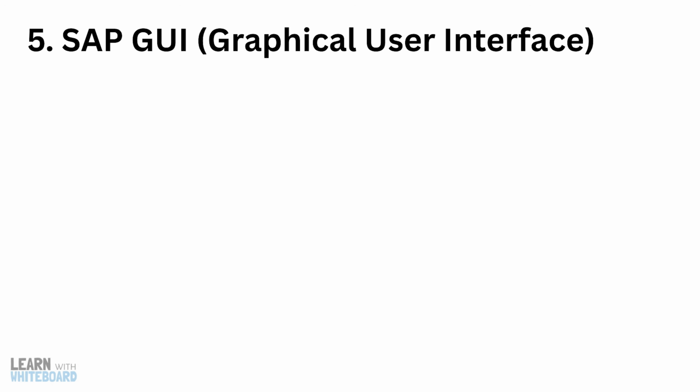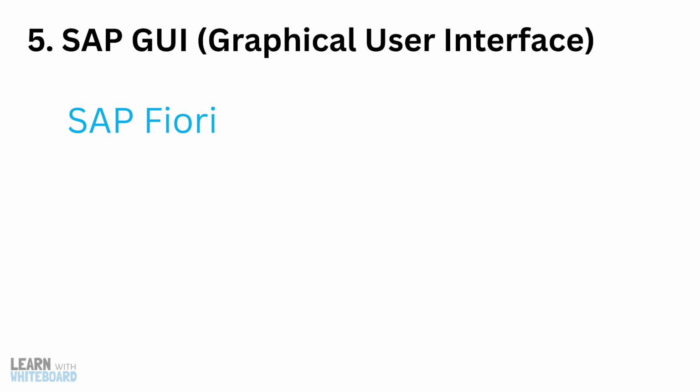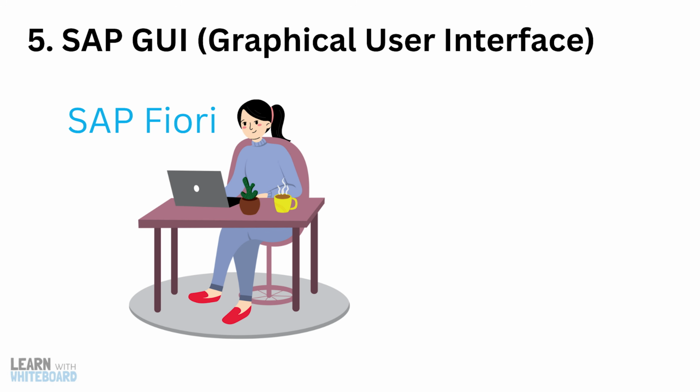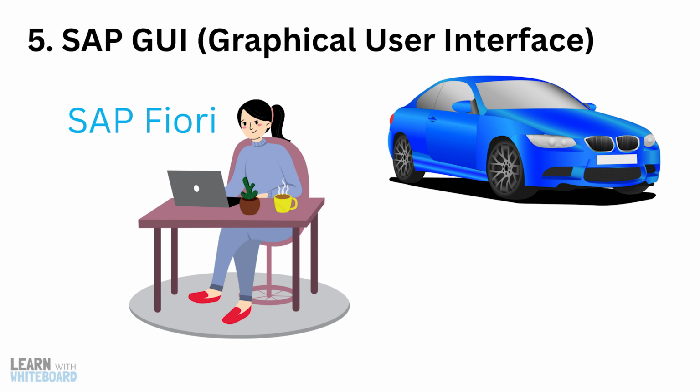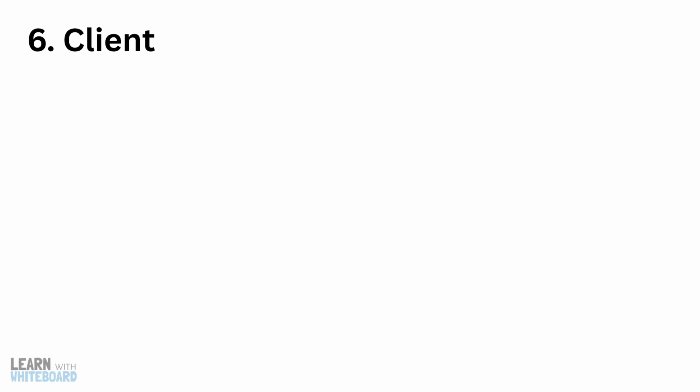5. SAP GUI, or Graphical User Interface. This is the classic desktop interface where users interact with SAP. Though newer versions use web-based dashboards, like SAP Fiori, many still rely on the GUI to access and work with the system. Imagine the SAP system as the engine of a car. The SAP GUI is like the dashboard with all the controls, steering wheel, pedals, buttons, that allow you to operate the engine.